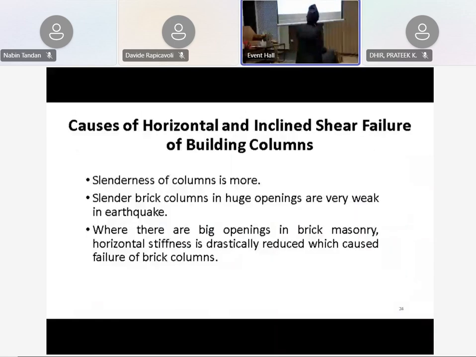Slenderness of columns is one of the causes. And slender columns and huge openings are very weak in an earthquake. Where there are big openings in the brick masonry, horizontal stiffness is drastically decreased, and this is one of the causes of failure. Next, please.